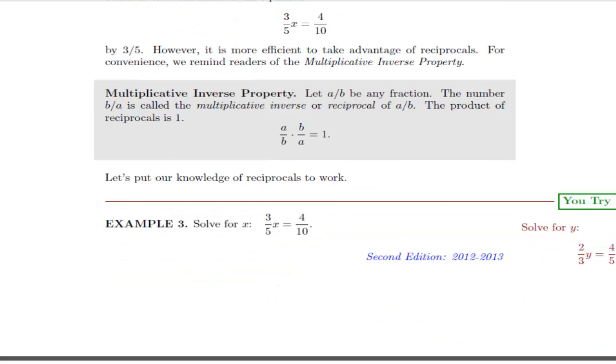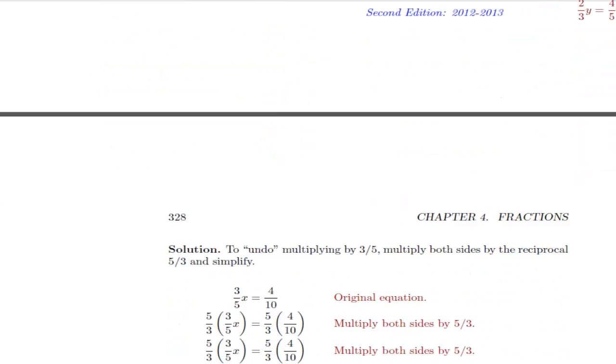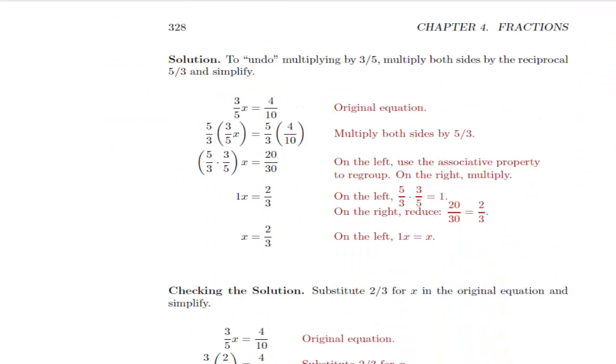Let's put our knowledge of reciprocals to work. Example 3. Solve for x in the equation 3/5 x equals 4/10. Solution: to undo multiplying by 3/5, multiply both sides by the reciprocal 5/3 and simplify. So we have 3/5 x equals 4/10. We multiply both sides by the reciprocal to get 5/3 times 3/5 x equals 5/3 times 4/10. On the left, 5/3 times 3/5 is just 1, so we have 1x. And on the right, 5/3 times 4/10 is 20/30, which reduces to 2/3, so x equals 2/3.